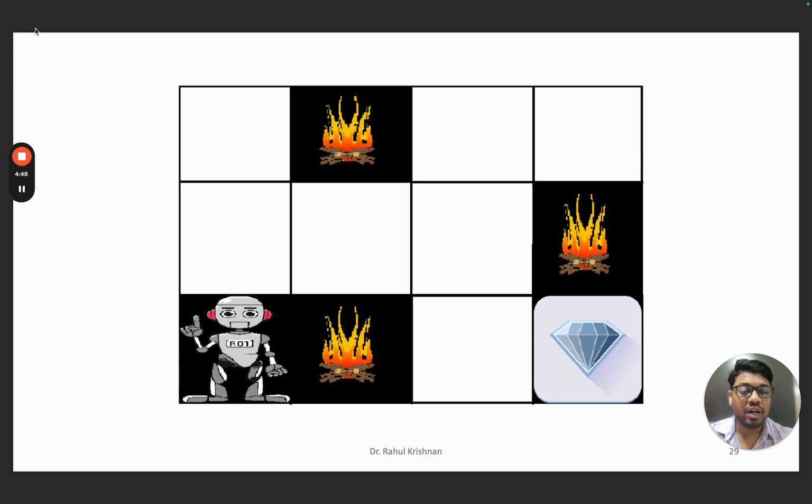So by that we are winding up with the basic concept, and from the next video onwards we will look at dimensionality reduction and all other topics in machine learning.